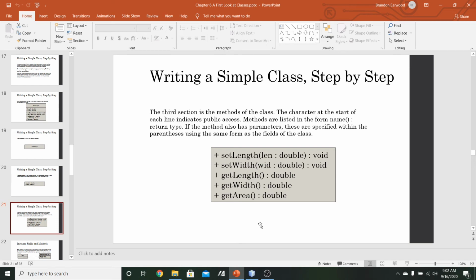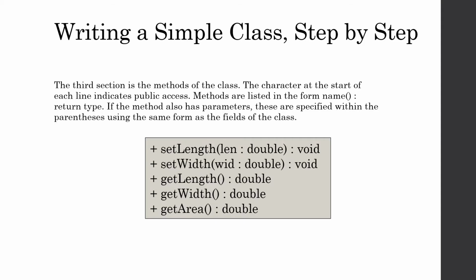And then in addition to all of that, inside of the parentheses, we'll have whatever parameters those methods have. So in this case, they're going to be specified in kind of the same way that we see the fields of the class. So we'll start with get length, get width, get area.